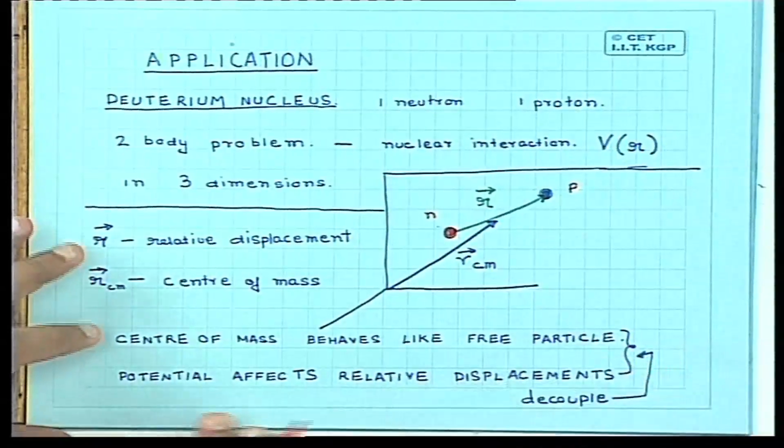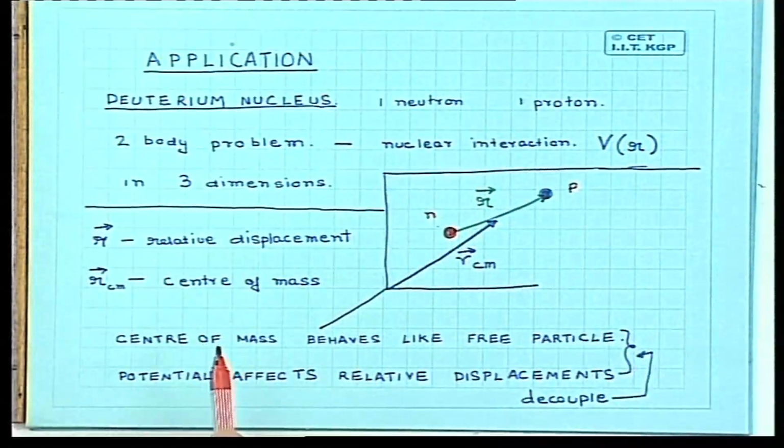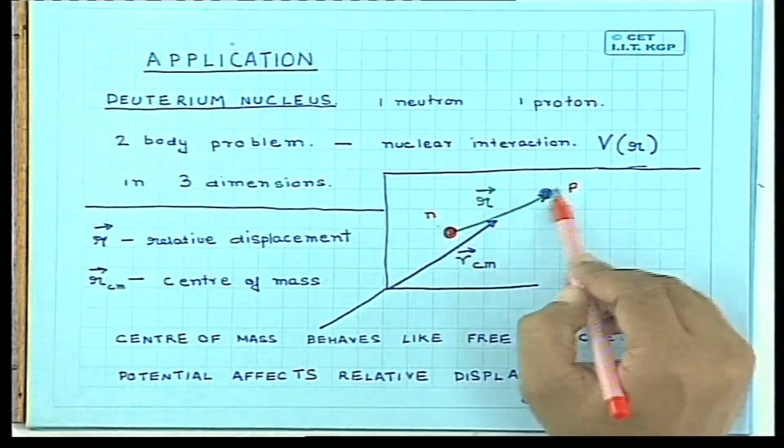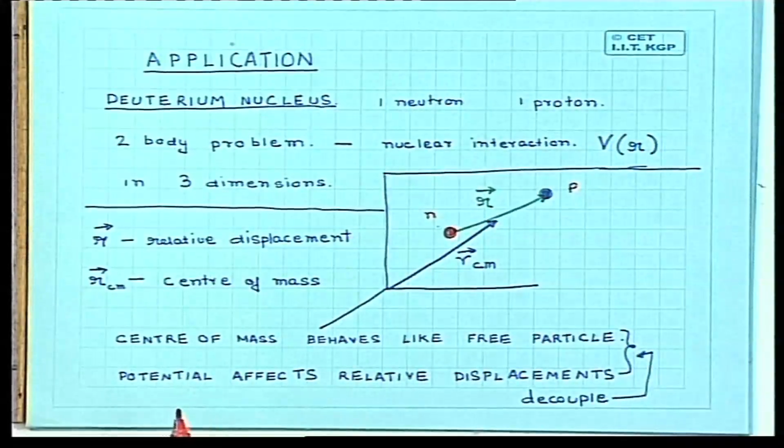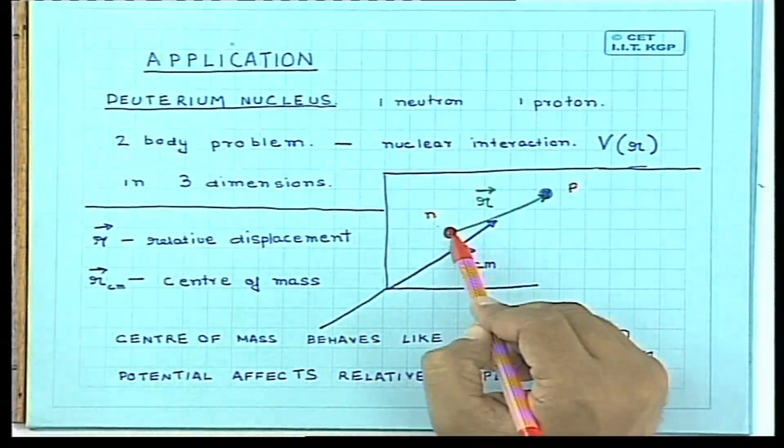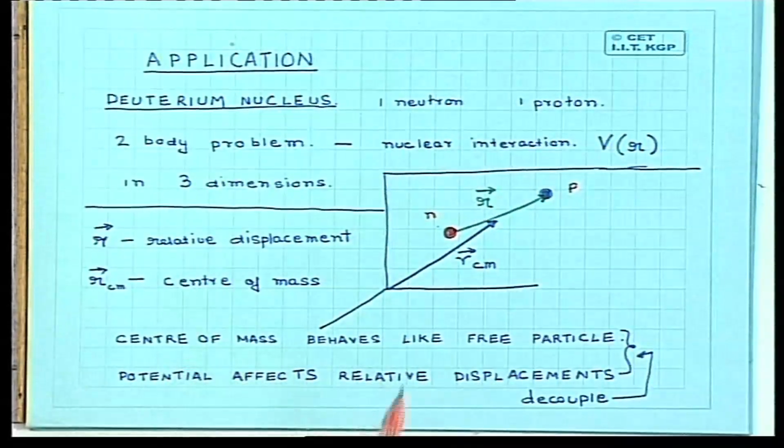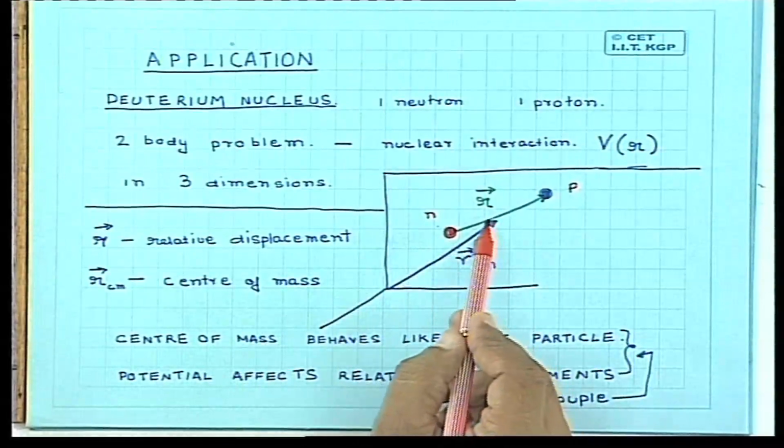So in this situation, the whole dynamics, the whole motion of this deuterium nucleus can be broken up into two parts. One part is the motion of the center of mass, R_CM. The second part is the motion of the relative displacement between these two particles. And the motion of the center of mass, if you work out the mathematics, is decoupled from the motion of the relative displacement between these two particles. These two problems get separated. And the center of mass behaves just like a free particle, which we have already solved. There are plane wave solutions with values of momentum. So the center of mass motion is very easy to work out.